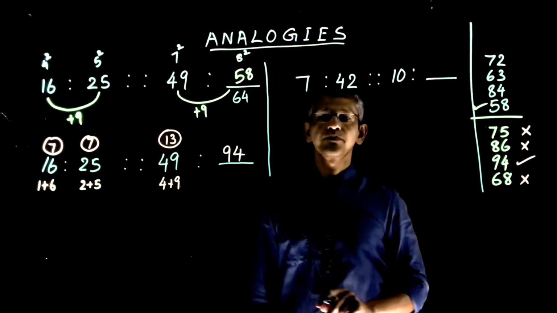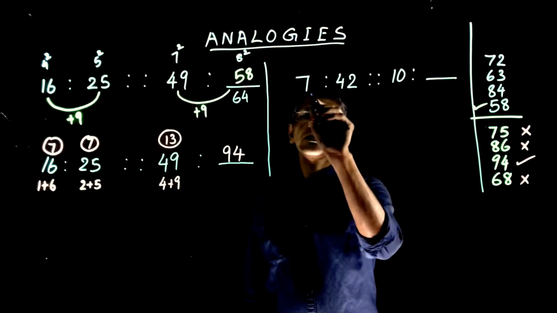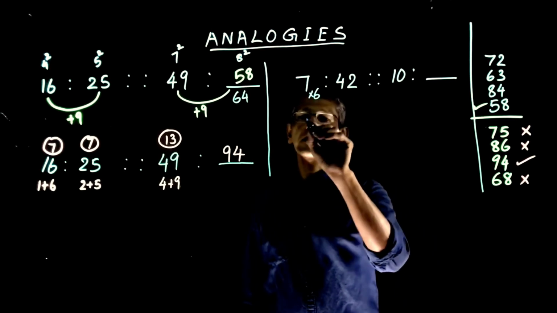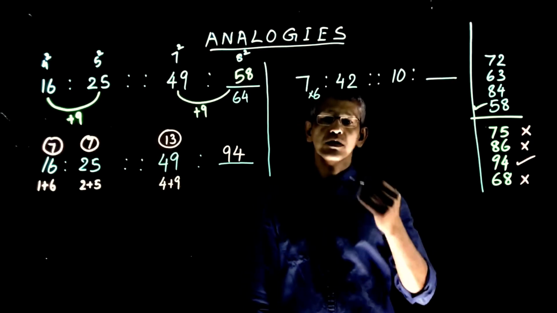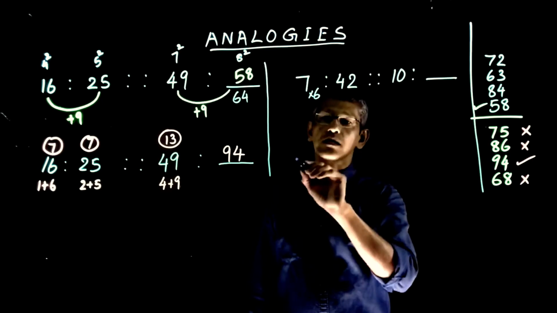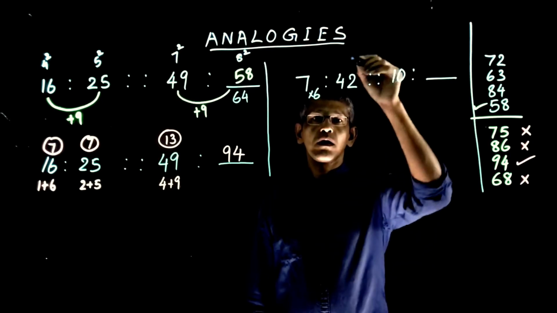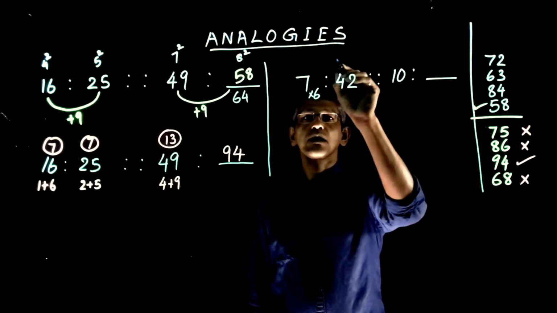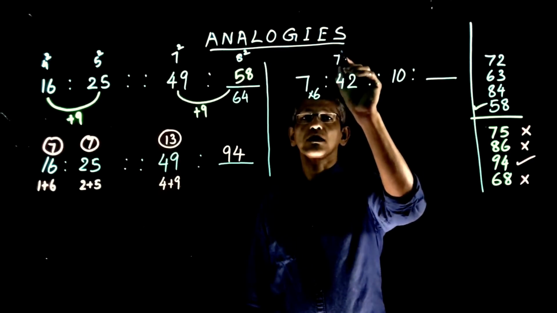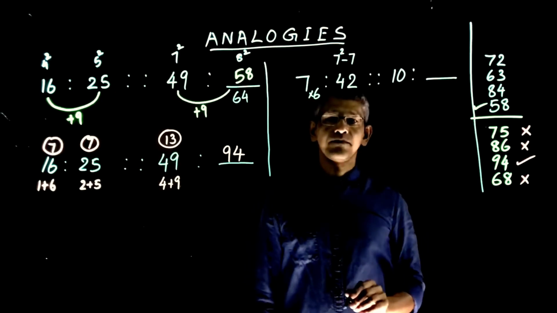7 and 42? There are two ways of looking at it. 7 into 6. 7 into the number which is less than 7. That means 7 minus 1 is 6. 7 into 6 is 42. Or, there is another way of looking at it. 7 square is 49. So 7 square minus 7 is 42 as well.